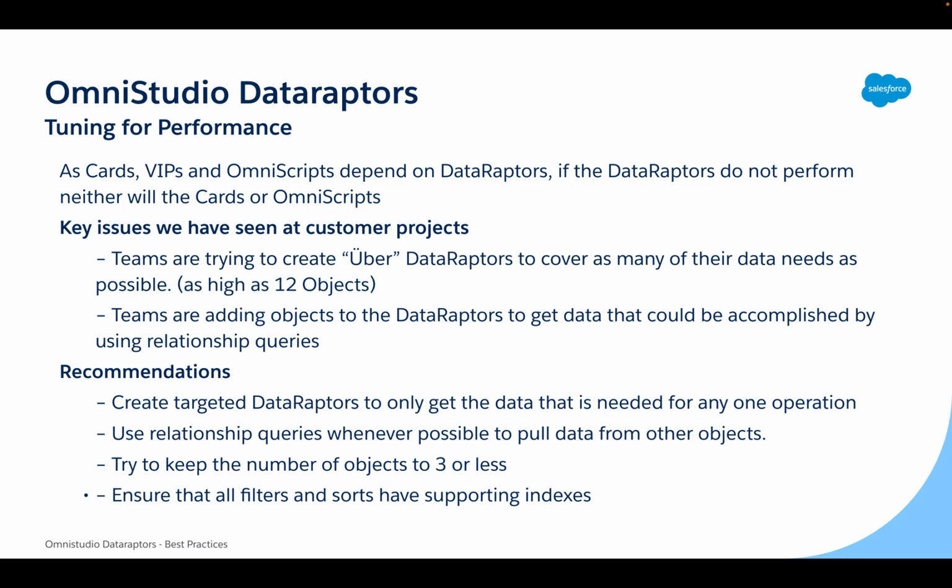Use relationship queries wherever possible to pull the data from related objects. Try keeping the number of objects to 3 or less within a single data raptor. Ensure all the filters and sorts used within a data raptor are indexed or at least support indexing.